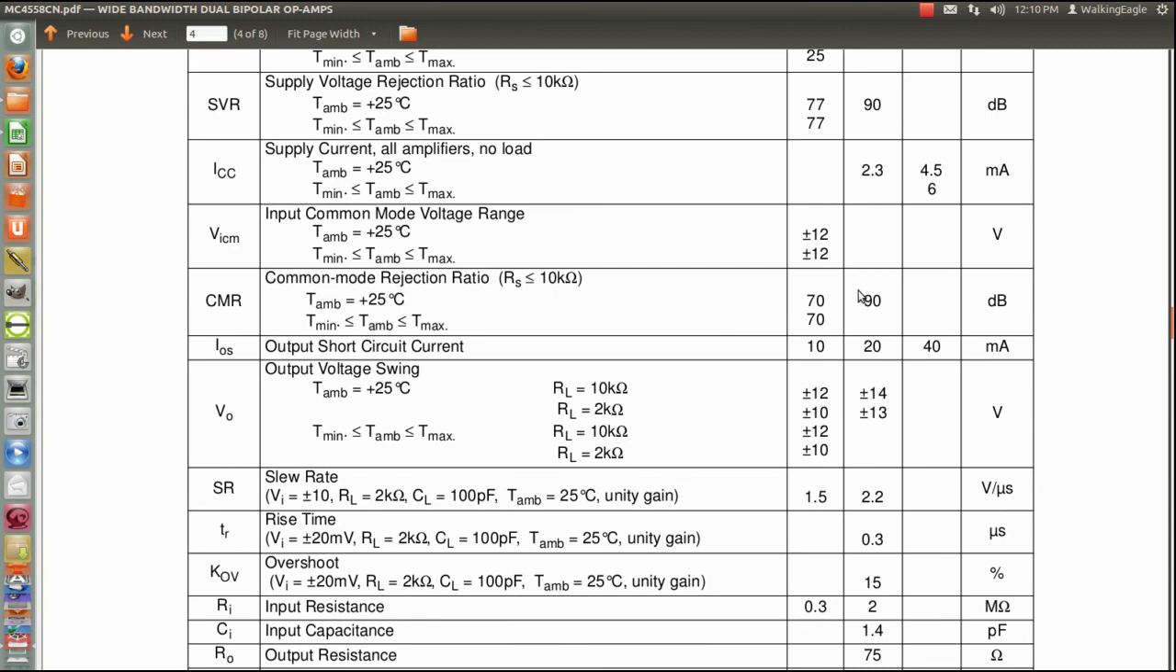Same thing, this number right in here is also 90 dB, called common mode rejection ratio. What that usually means is if you're running a signal into both the inverting and the non-inverting input, you're running two wires, and both of those wires increase and decrease in voltage at the same time by the same amount, it's not going to be seen on the output. In other words, one's not ahead of the other or behind the other in its effect on the output. So there's a rejection ratio there.